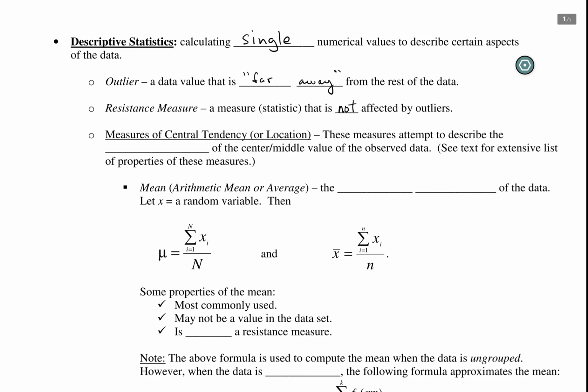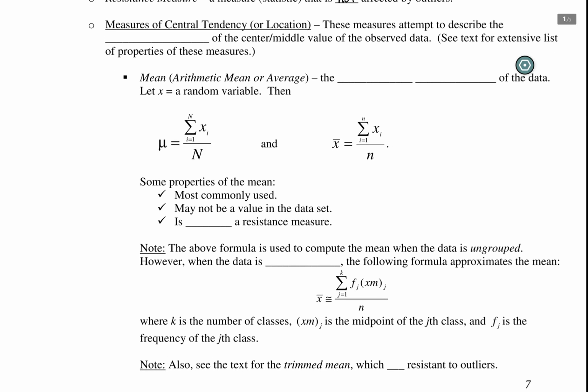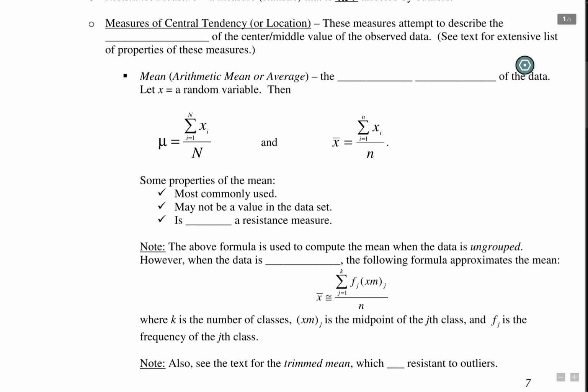Okay. So with that in mind, let's look at measures of central tendency, sometimes called measures of location. Now these measures attempt to describe the location of the center, or the quote-unquote center or the middle value of the observed data. Now I want you to look at your text and be well aware of the three measures, mean, median, and mode. They all have various properties, and your book has an extensive list of those properties, and I want you to be aware of those.